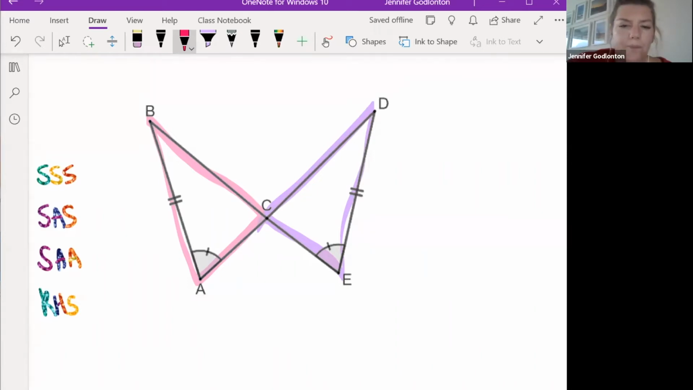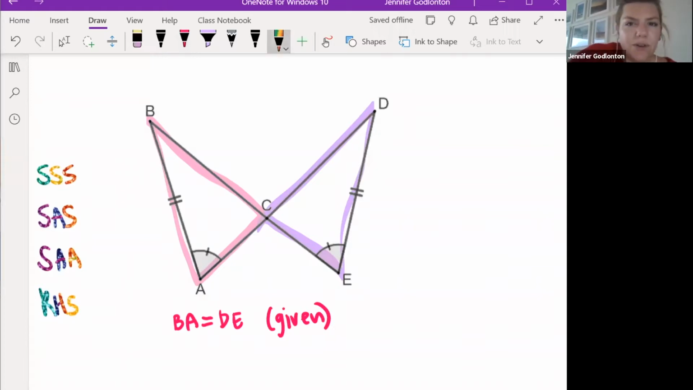Okay, so you would say BA is equal to DE. Good, okay. And they gave that to us, right? We didn't have to do anything. So I can just say it's been given. And we also agree that that's a side. Is everyone on the same page so far? Are we happy right now?